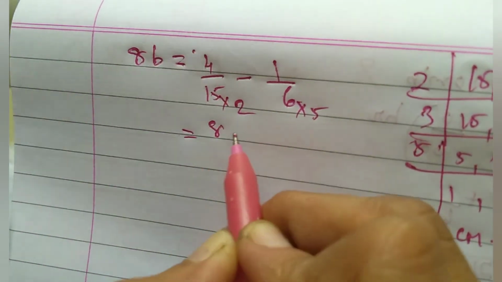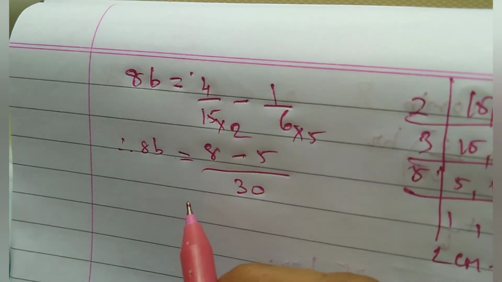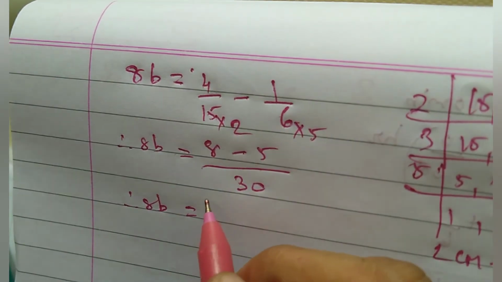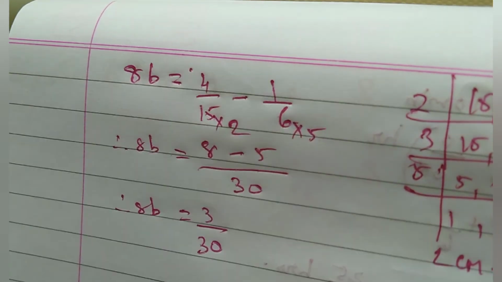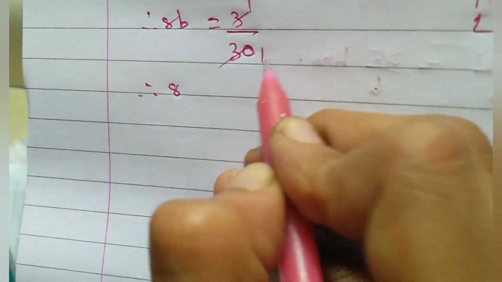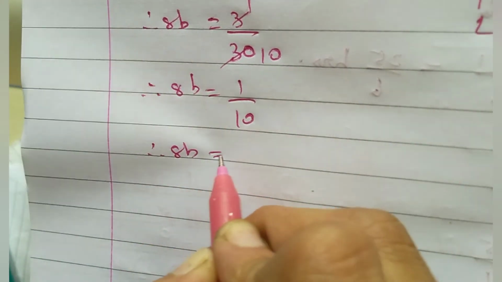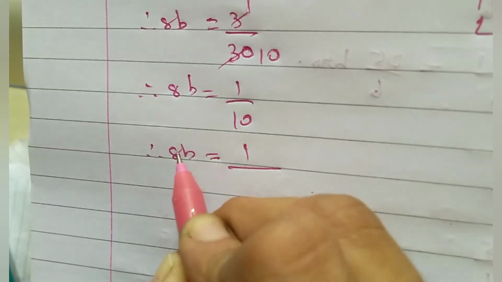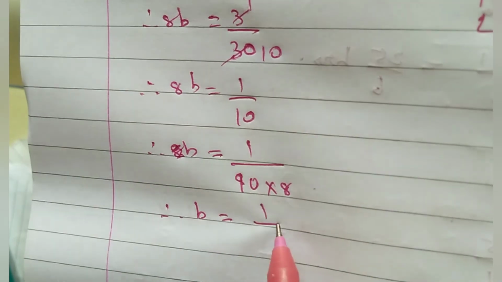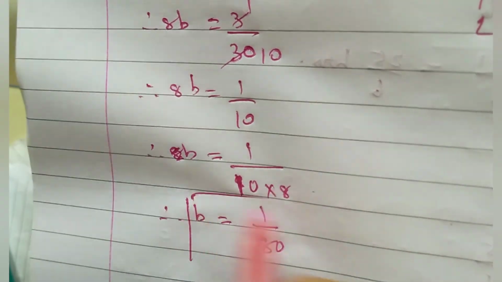So what will it become? 4 2s 8 minus 5 upon 30. Therefore 8b equal to 8 minus 5 upon 30. That is 8 minus 5 is 3 upon 30. Therefore 3 1s are 3, 3 10s are 30. So 8b equal to 1 upon 10. Therefore b equal to 1 upon 10 into 8, therefore b equal to 1 upon 80. Okay, so we got the value of b.